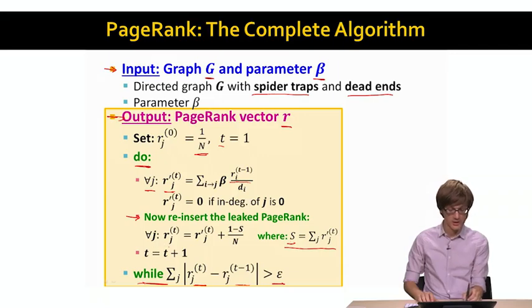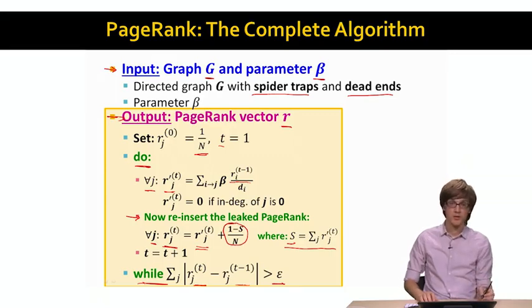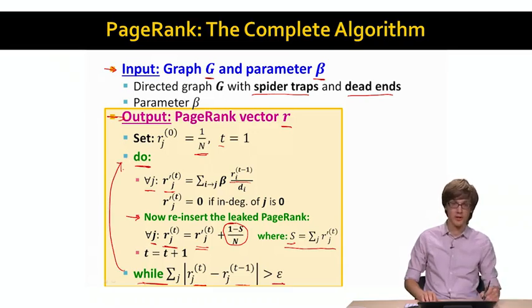This is exactly what we do. We go over vector R again, and the true value of the PageRank score is whatever we had before, plus the missing part, 1 minus S over n. This means every node gets a 1 over n fraction of the leaked-out score, so that now our vector R again sums to 1. With this, we have obtained the new version of R. We check for convergence, and we keep repeating until we converge.